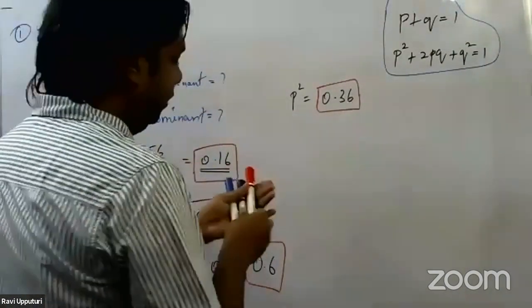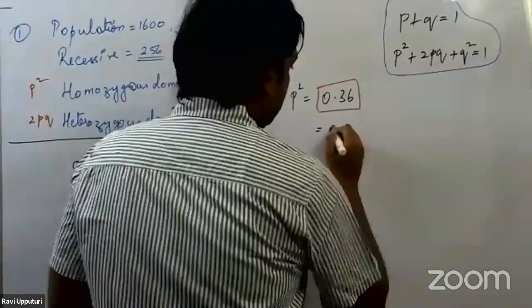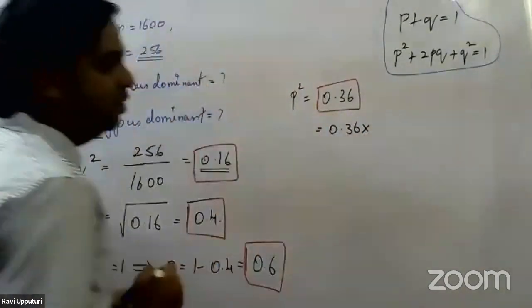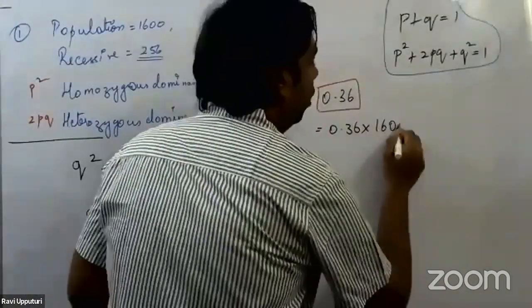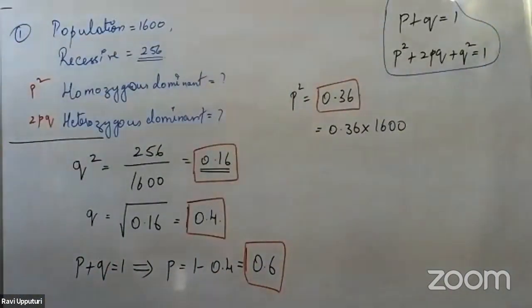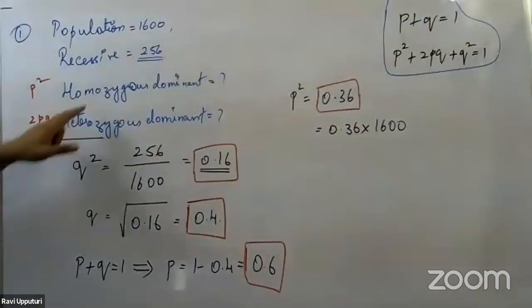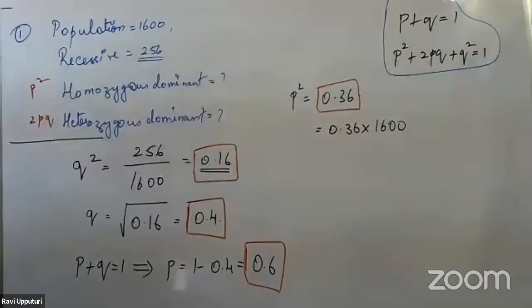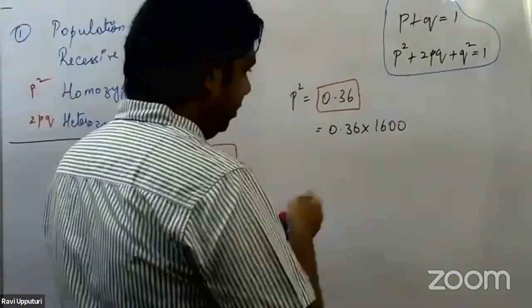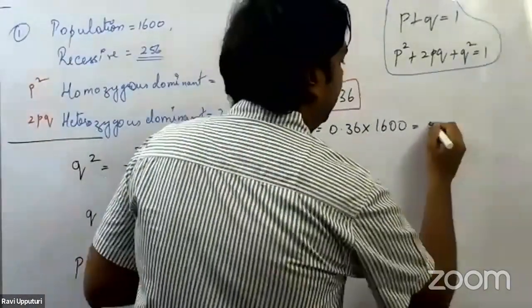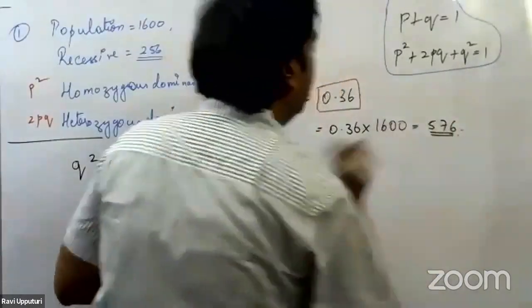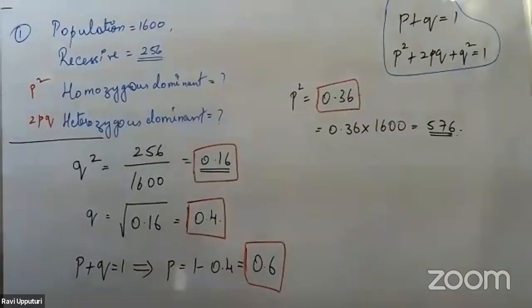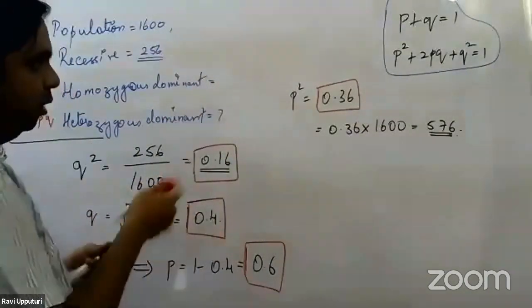The number of dominant individuals here would be 0.36, that is the frequency, into the total number of the population. The total number of individuals present in the population would give us the homozygous dominant individuals. So how much would this come to? 1600 into 0.36 would come to approximately 576, right? So this is our answer here. Homozygous dominant individuals in the population would be 576.